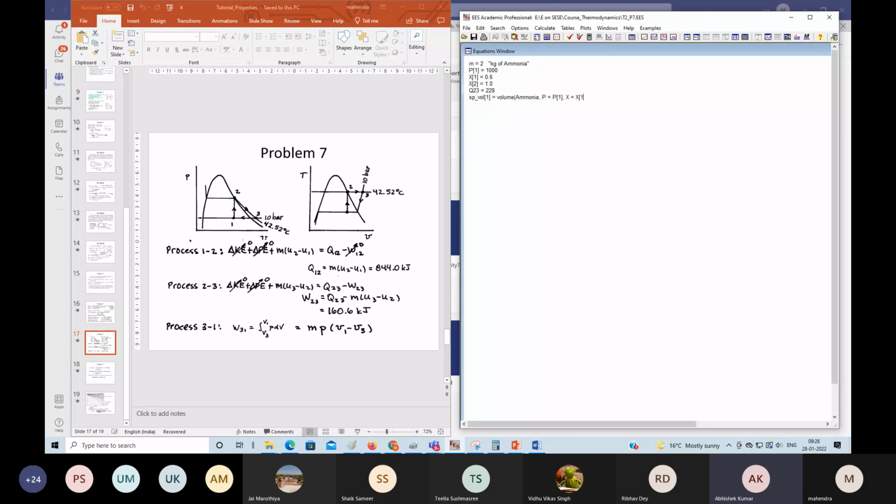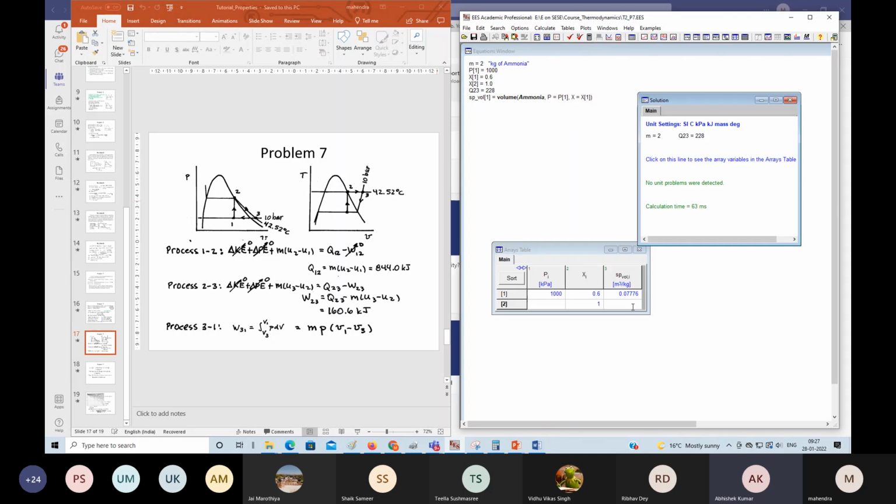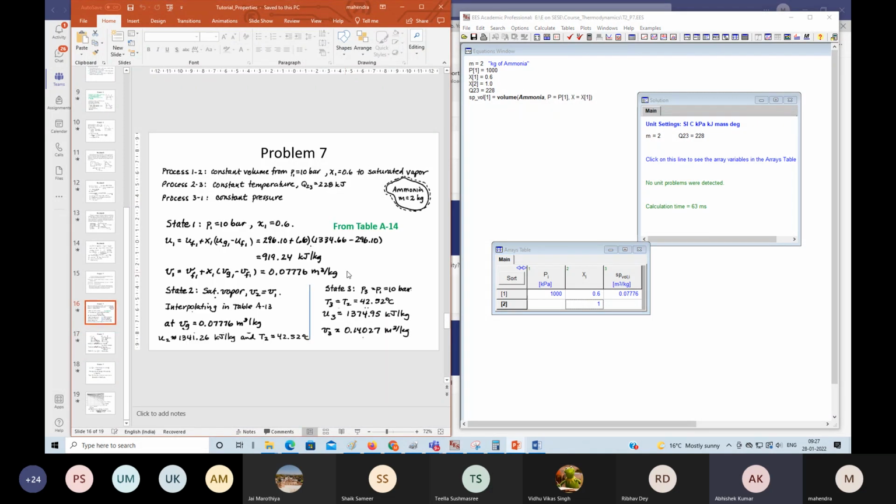Okay, then let us see. Let us calculate and see. So what is the specific volume we got over there? 0.07776. Is it matching with this anywhere? Yeah, here. Okay, it is matching with this.